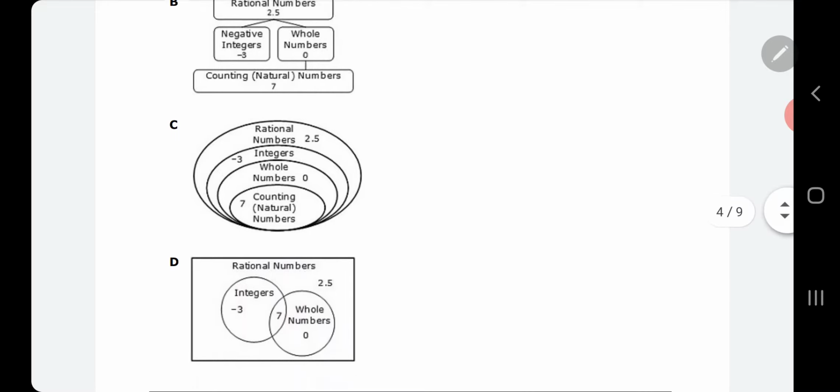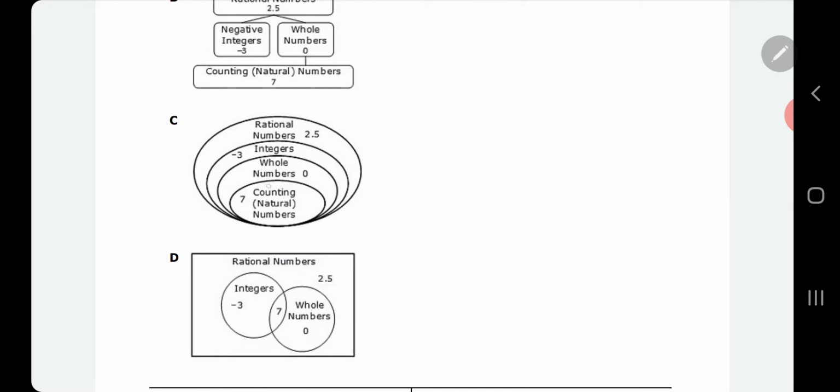Let's look at C. See, we got the counting natural numbers as a smaller circle, and the number 7, which is a natural number. Now we got a bigger circle with the whole numbers, which of course does encompass the counting numbers. So that's correct, and 0 is a whole number. Next, we got a bigger circle encompassing the whole numbers and counting numbers, which is correct.